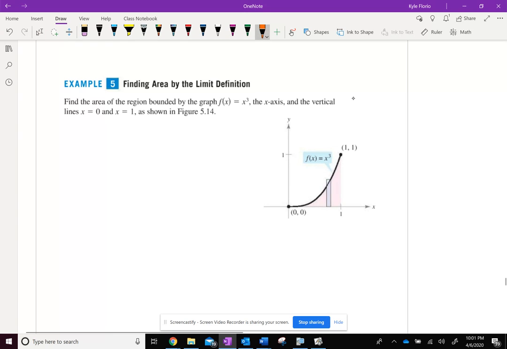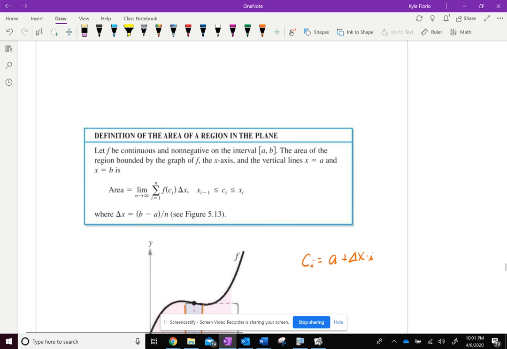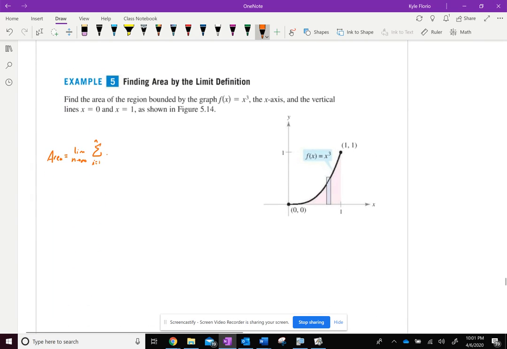So if I want to find the area, that's going to be the limit as n approaches infinity of the sum, i goes from 1 to n, of delta x, it doesn't matter which one you go first, it's multiplication. The height, which is f of x, where x is some number in the interval, we'll call it c, times the width, delta x. So let's go find those.